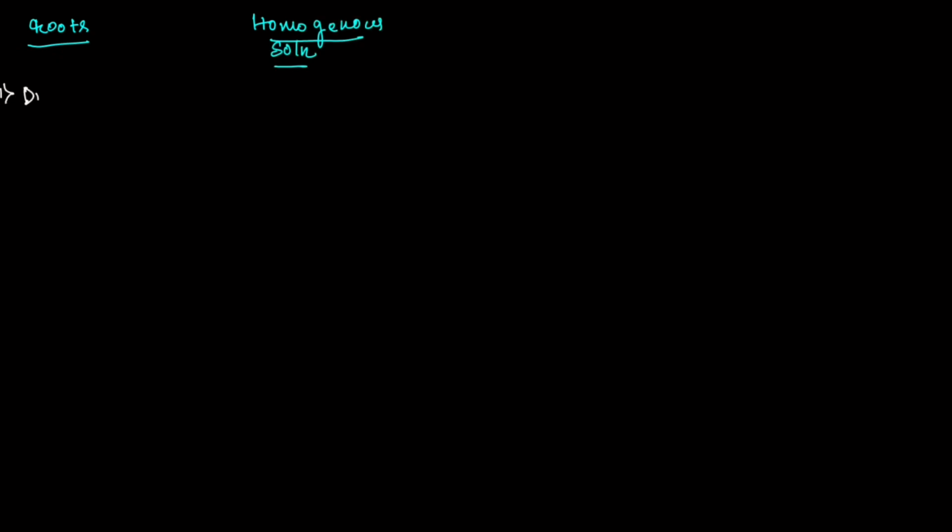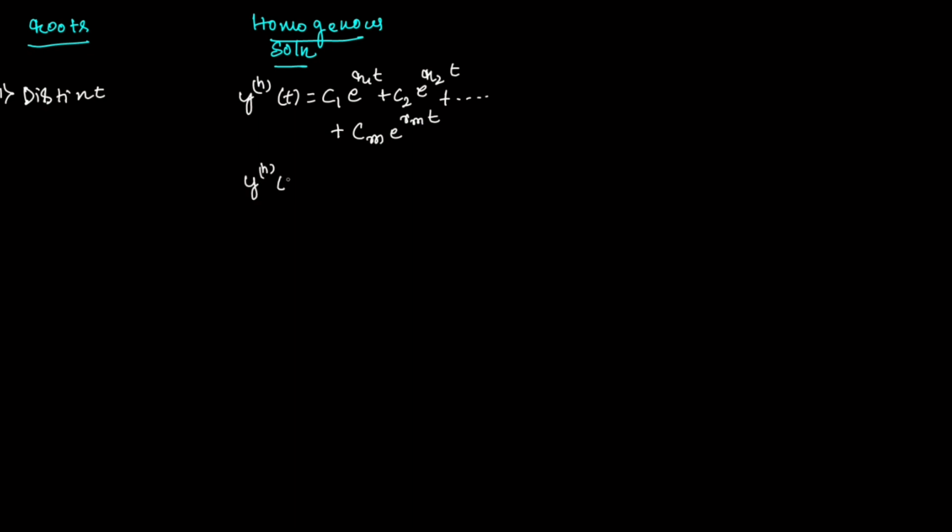Now if the roots are distinct and real, then we will get the homogeneous solution as yh(t) equal to c1 e^(r1 t) + c2 e^(r2 t) + and so on up to cm e^(rm t). For the difference equation, we can write yh(n) equal to c1 r1^n + c2 r2^n + and so on up to cm rm^n.